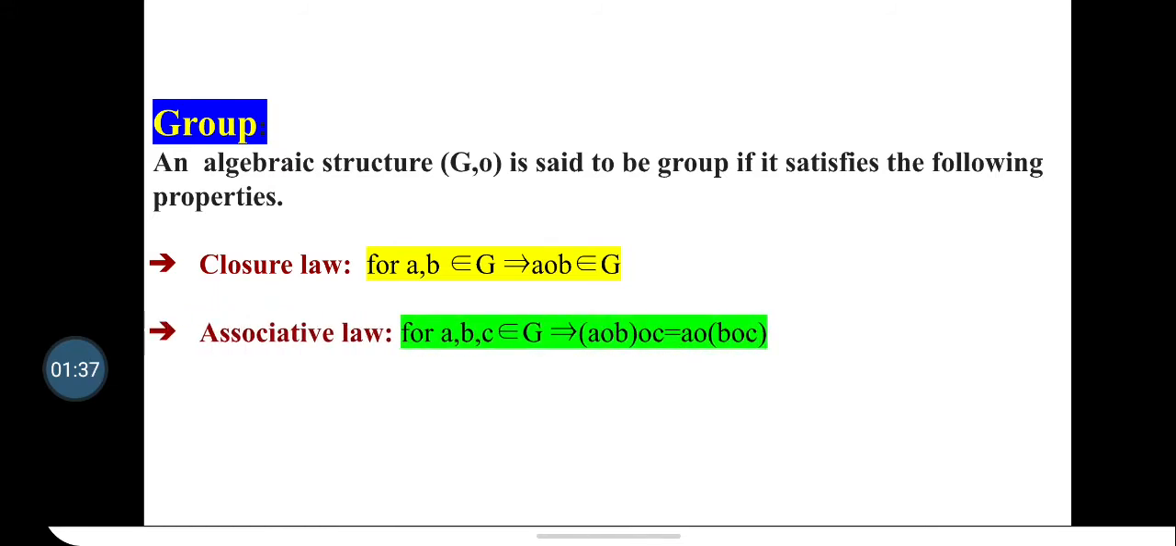The next law is the associative law. It states that if you take any three elements a, b, c belonging to G, then (a ∘ b) ∘ c is the same as a ∘ (b ∘ c).